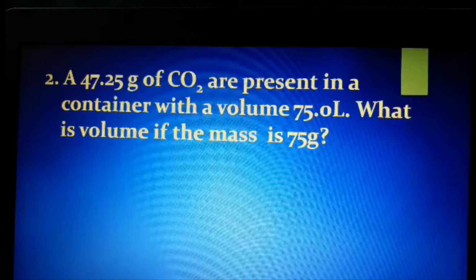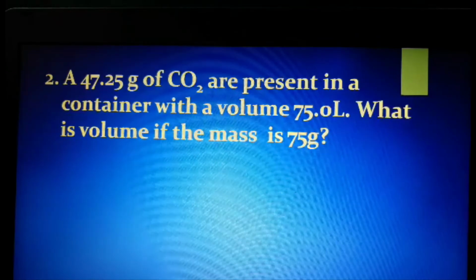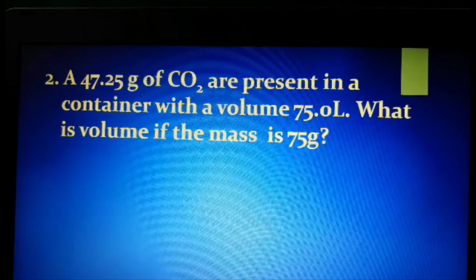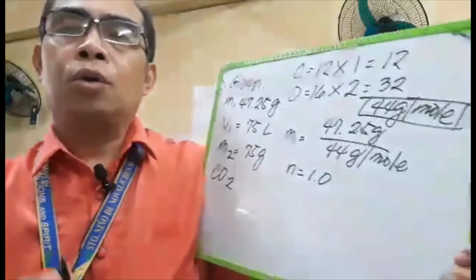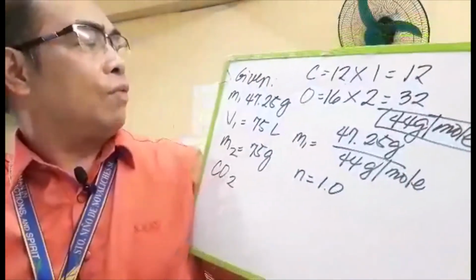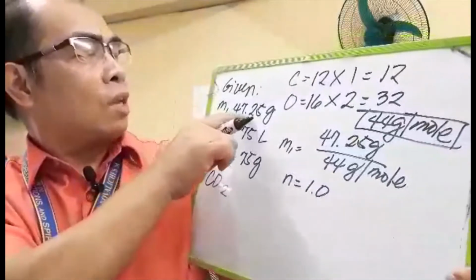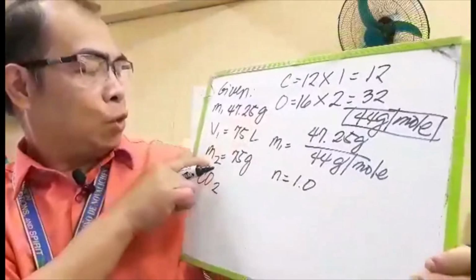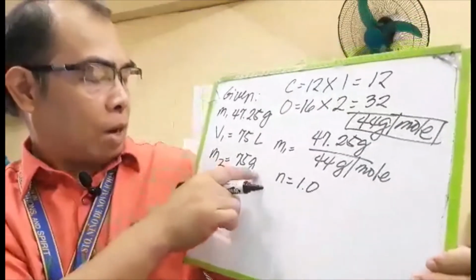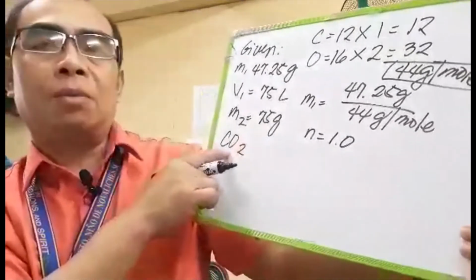But take note, in the given problem, in the first problem, as what I told you, it is already in the mole. But this time, it is already in the mass. So we have to convert first the mass into mole by looking their molar mass. So how are we going to do it? So here are the given. So we have mass 1, 47.25 grams. V1 is 75 liters. M2 or mass 2, which is 75 grams. And given substance is carbon dioxide.